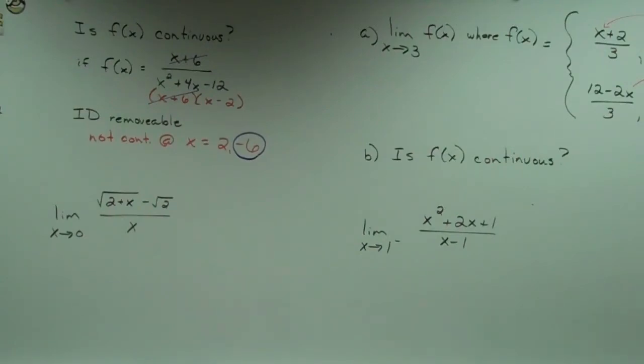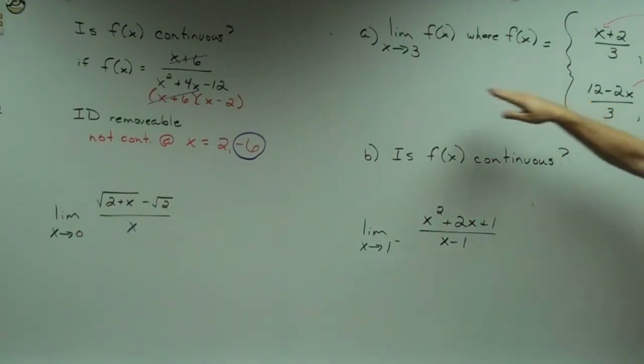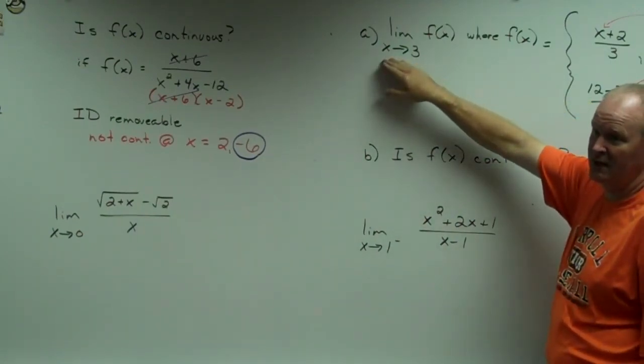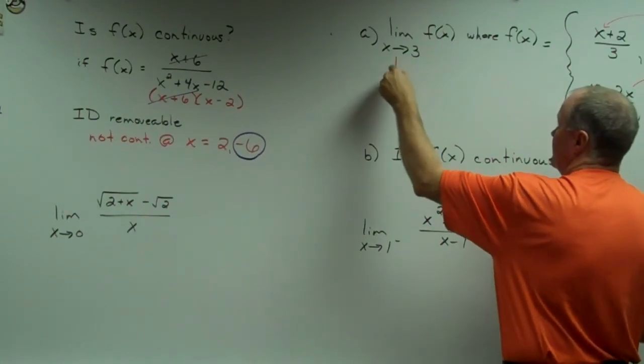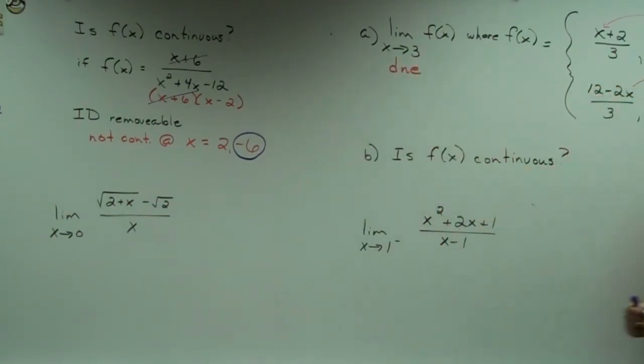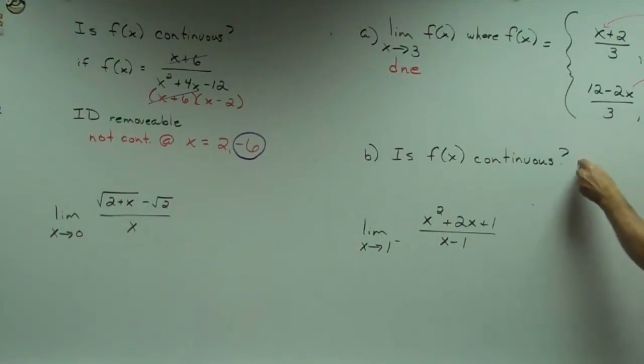Alright? So these are my 2 numbers. The first question is, what's the limit as x approaches 3? Coming in from the left, it goes to 5/3. Coming in from the right, it goes to 6/3. They do not touch, so the limit does not exist. And now the second question: is it continuous? These are not the same, so it's not continuous.